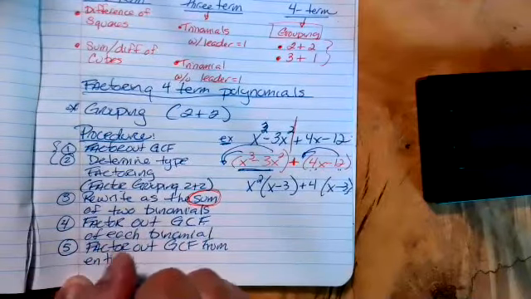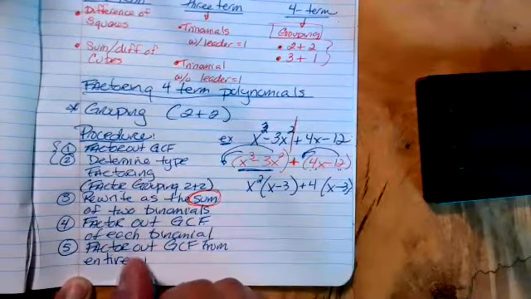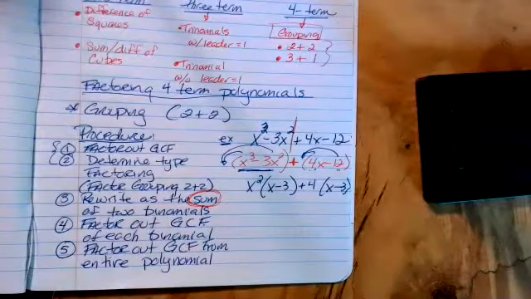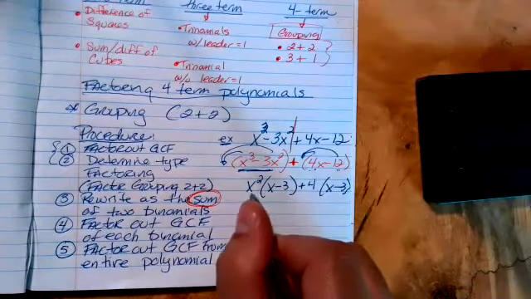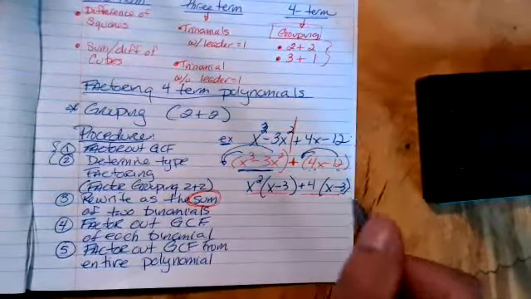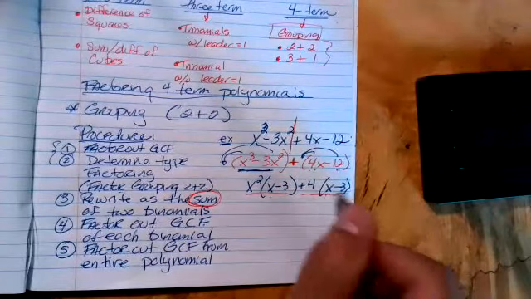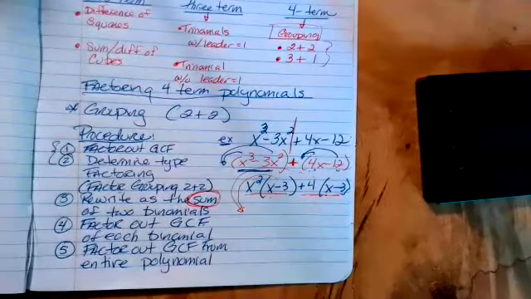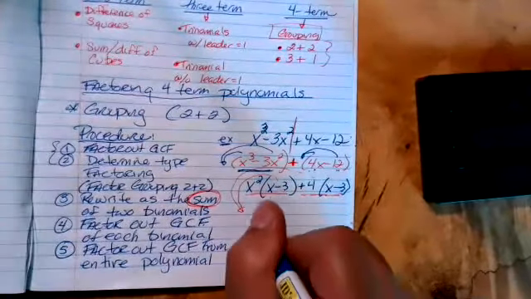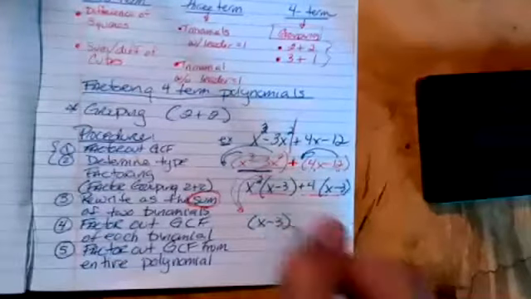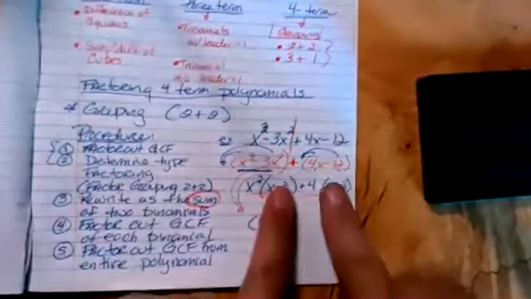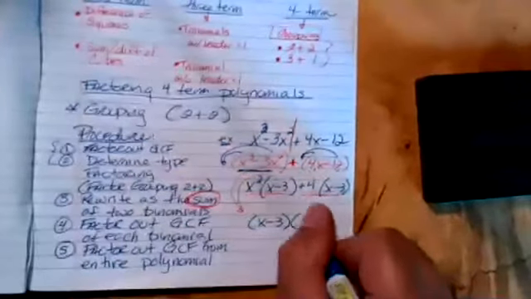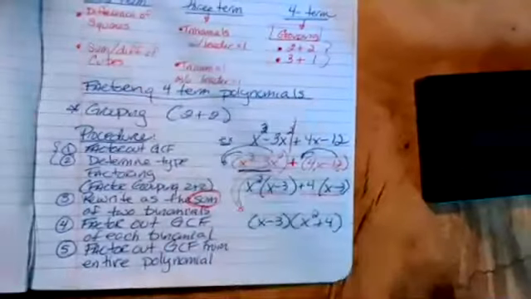Now we want to factor out the GCF from the entire polynomial. You're asking yourself, what does this have in common with this? And we can see that they both have x minus 3. So I'm going to factor out the x minus 3. And if I factor out that x minus 3, or divide out that x minus 3, I'm going to be left with x squared plus 4.